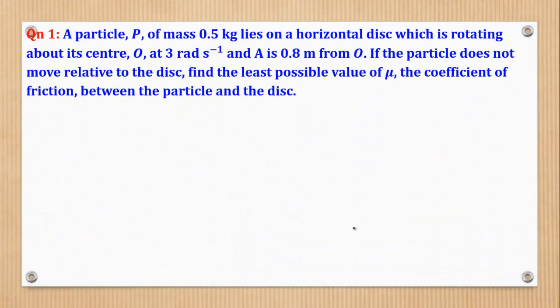With that, we can go through this question. It says, a particle P of mass 0.5 kilograms lies on a horizontal disk which is rotating about its center O at 3 rad per second, and P is 0.8 meters from O. If the particle does not move relative to the disk, find the least possible value of mu, which is the coefficient of friction between the particle and the disk. So it is similar to our derivation.